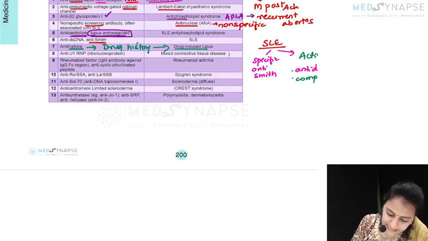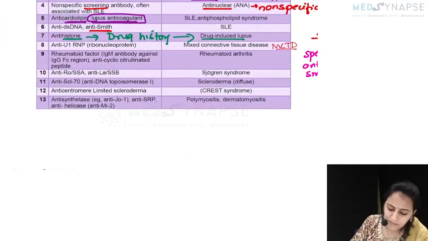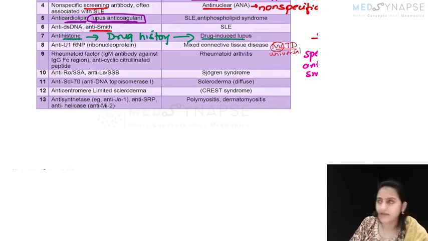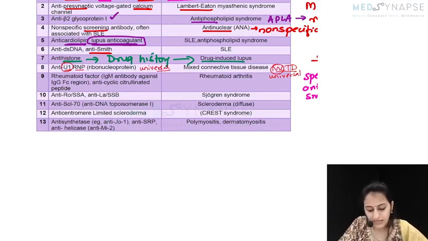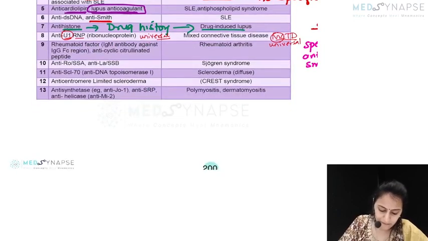For MCTD, that is mixed connective tissue disorder, remember mixed, matlab universal. Mixed is universal. So we have anti-U1 RNP, universal. Remember mixed matlab jaise universal. So it is U1. Anti-U1 RNP is mixed connective tissue.